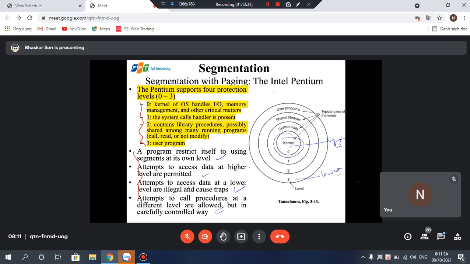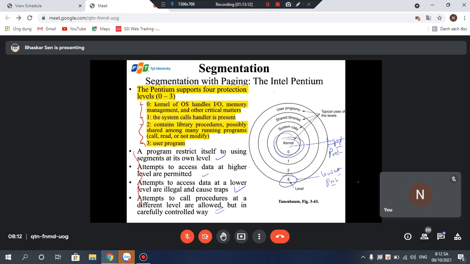Okay, so the attempts to access data at the lower level, well, that is what they call the lower level, because level 0 means this is the highest protection. Don't confuse. This is the lowest protection. Lowest protection has the maximum value, or higher level. That is what we call. So a kernel can access a user program, but a user program is not allowed to access something from the kernel.